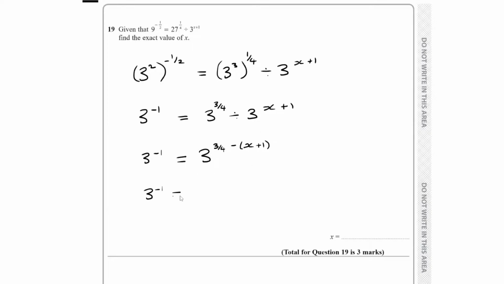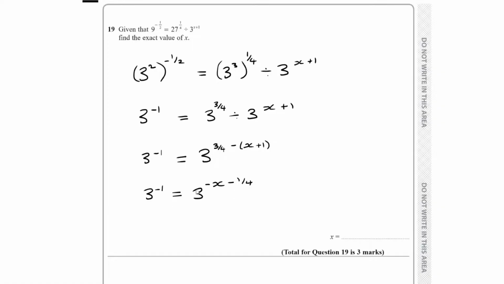So just be really careful with that. They've done that deliberately. It's almost a trick question. So that would be, obviously, negative x, and then 3 quarters minus 1 is minus a quarter. So do you see how now I've got this scenario where I've just got 3 as a base number on both sides? It's the same base number, and there's only one of them, right?